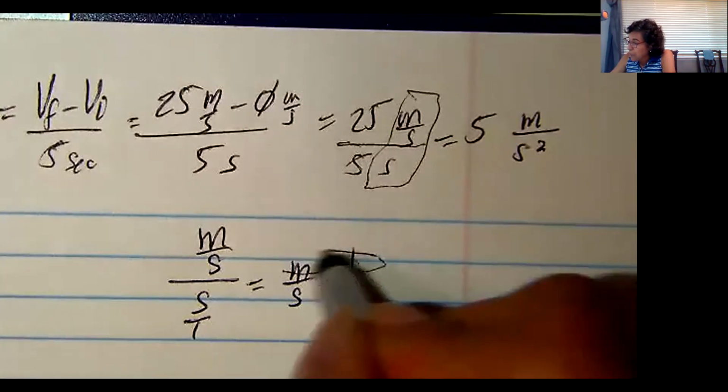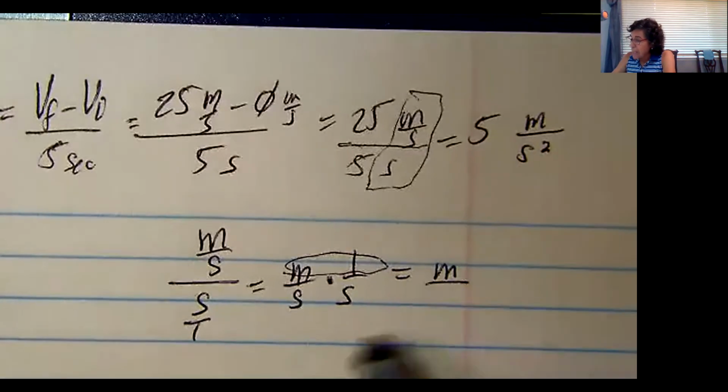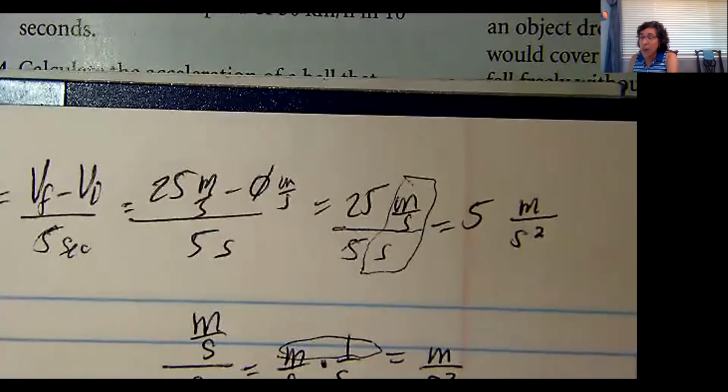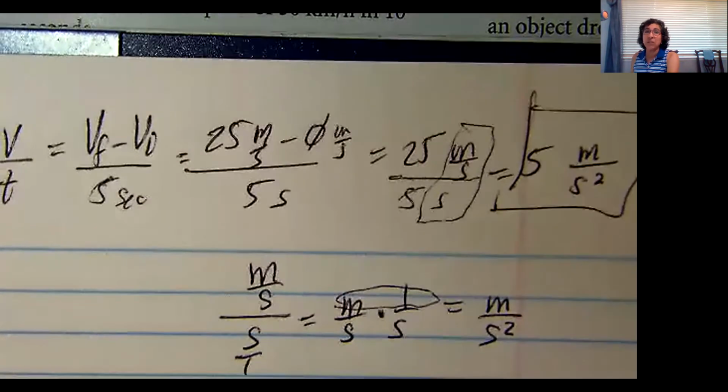Now I multiply my numerators. M times 1 is just M. And then S times S is S squared. So that's why I know my acceleration here is 5 meters per second squared.